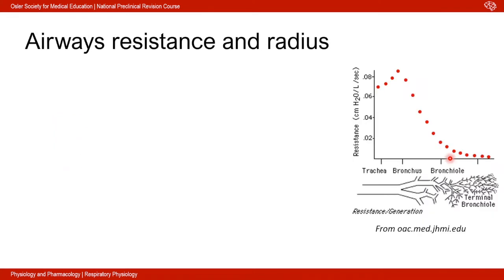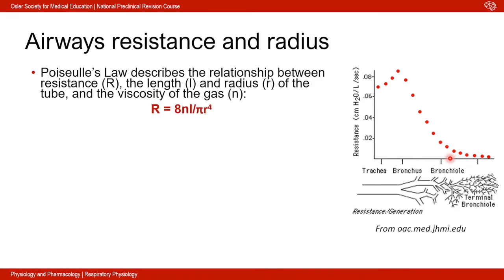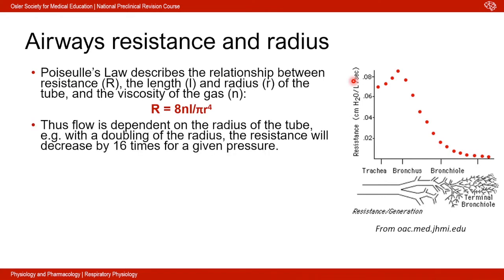Right, so looking at the resistance in the airways, it's really dependent on the radius of the airways themselves. So this is the important law to know, Poiseuille's law. And it describes the relationship between resistance, length, radius, and viscosity of the gas. So there it is. And it basically shows you that with a doubling of the radius, the resistance is going to decrease by 16 times because of this to the power 4 for a given pressure.